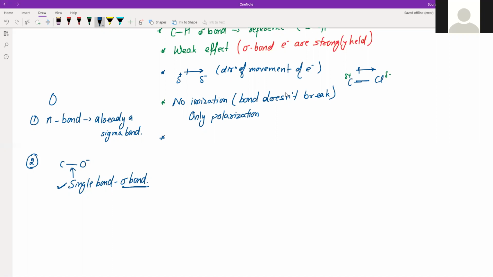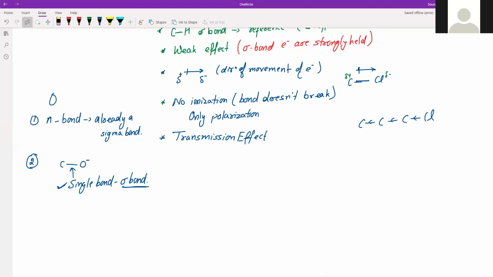Okay. So next, as I was saying, this is also called the transmission effect. I guess you must have understood why: because the effect is transmitted along the chain. That's why it is called the transmission effect.